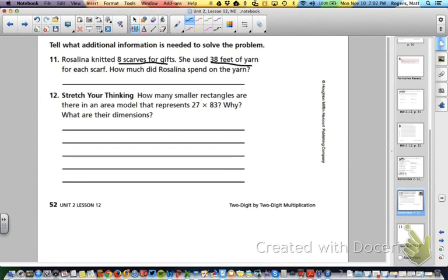How many smaller rectangles are there in the area model that represents 27 by 83? If you draw this out as the area model sketch, you can identify how many you would break it into, which I'm giving you a little hint on right now. So you would then identify again what their dimensions are. If you do expanded form, that shouldn't be too tough.